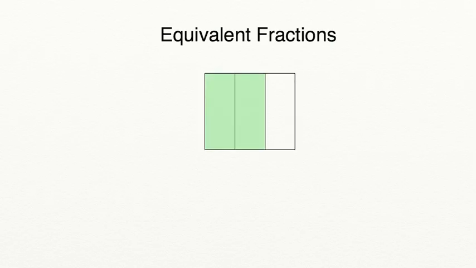Let's begin by reviewing what an equivalent fraction is. As you can see on the screen, we have a fraction bar that represents a value of 2/3. That means we have 2 out of our 3 pieces shaded in all. So an equivalent fraction is when we change the amount of pieces that we have in the whole. However, we're not changing the value or the amount of what we have.